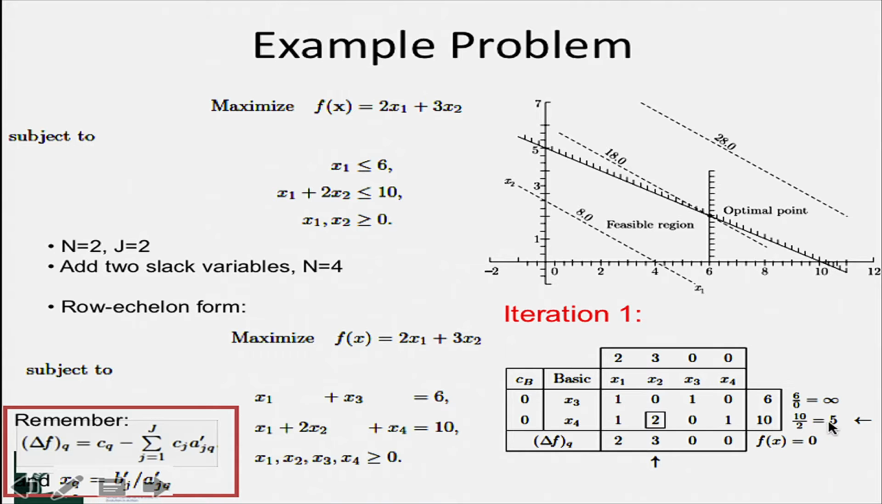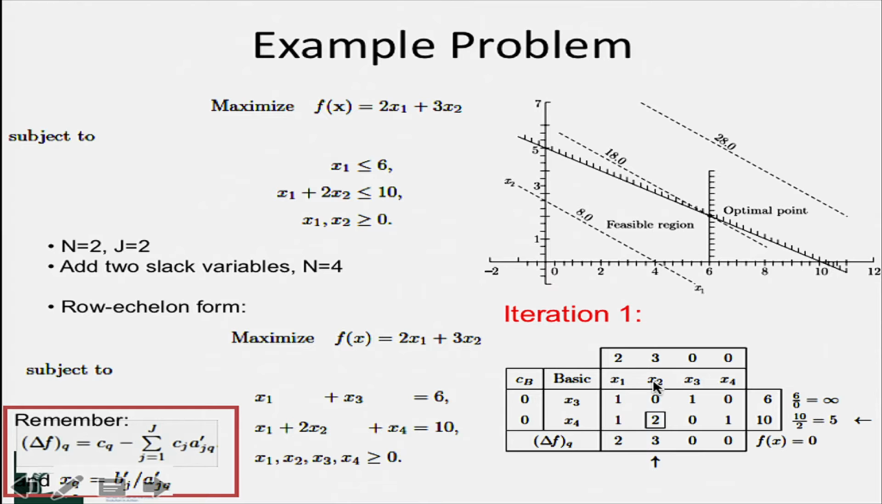Now 10 by 2, so basically you take the minimum of the 2. Now if on any occasion you get negative values here, don't take them, because negative means you can keep on increasing, you will never get it to become negative. It will always be positive. So don't consider negatives, don't consider infinities. For the rest, you find the minimum. Okay, so in this case we get 5. So 5 means put an arrow here, and now the 2 arrows meet here. That means x2 will go here and x4 will come out.